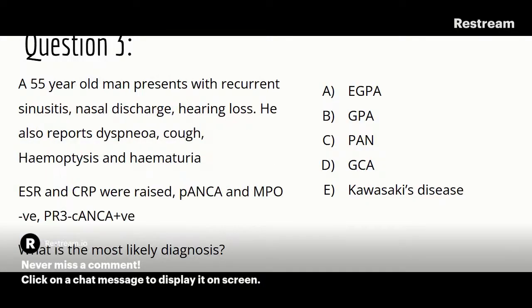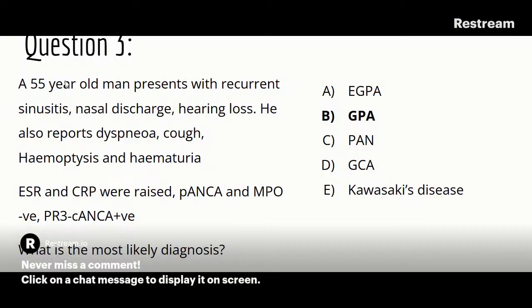Now, our last question is a 55-year-old man presents with recurrent sinusitis, nasal discharge, and hearing loss. He also reports dyspnea, cough, hemoptysis, and hematuria. He's got a raised ESR, a raised CRP. PANCA and MPO were negative. He was CANCA positive. What's he most likely to have? Well, I'll hold for a second before I reveal the answer. He probably has GPA, right?